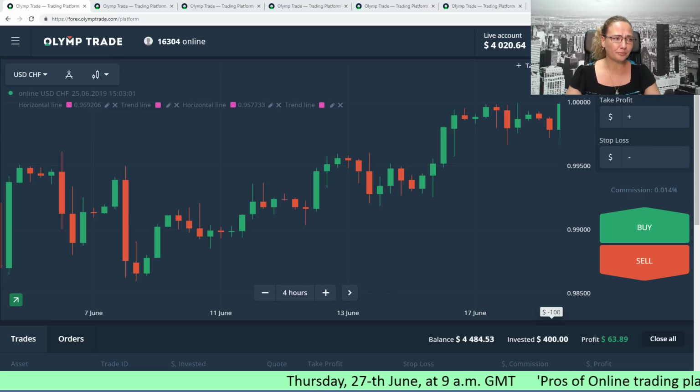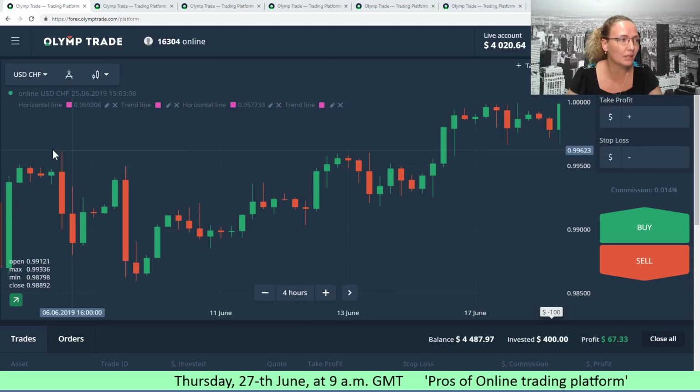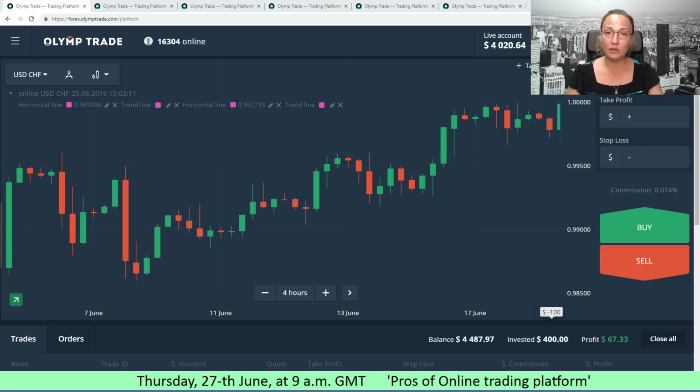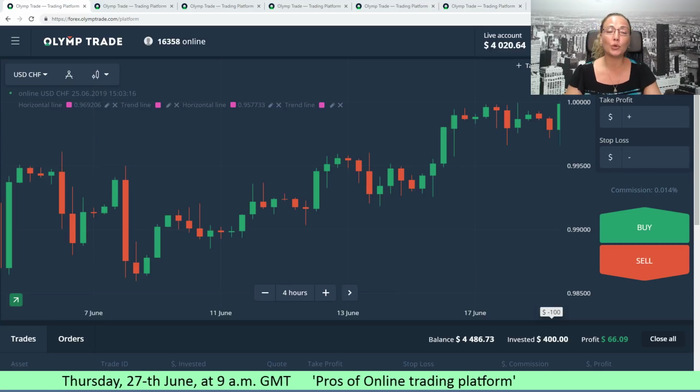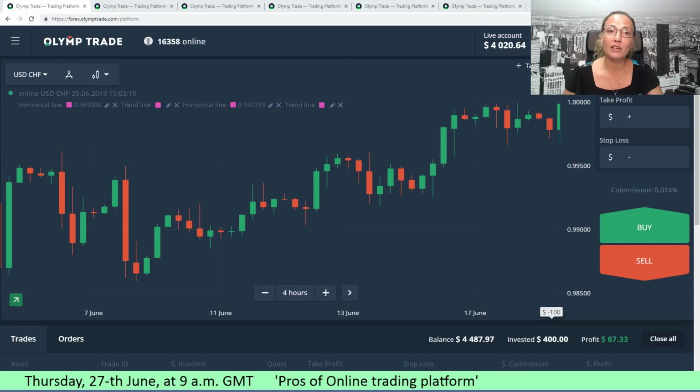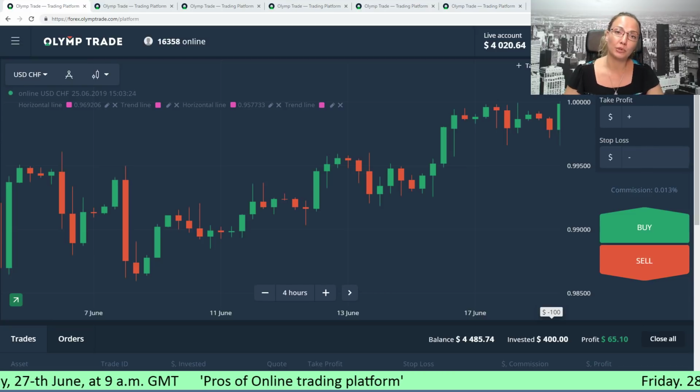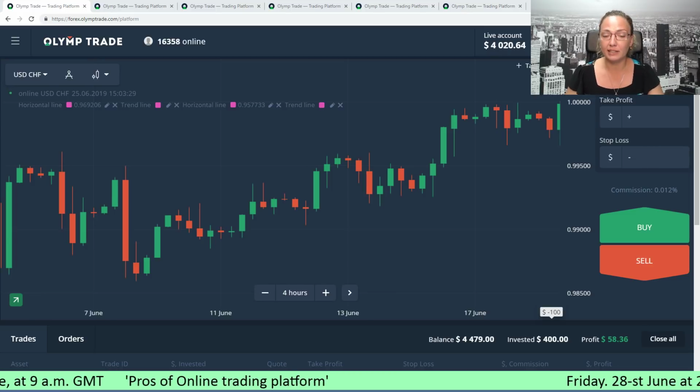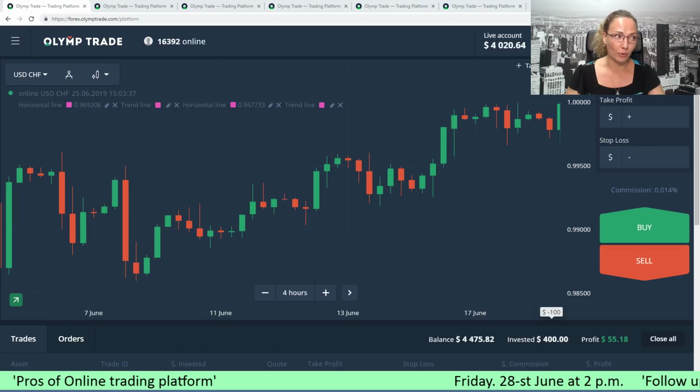Just 2 seconds here. Let me adjust this right here. Great. So basically, each candlestick that is displayed on your chart represents the price change within your chosen time frame. So if you have chosen a daily time frame on your chart, each bar is going to show you the price change within that one day. And as you can see on my chart, I have 4 hours. So each bar displays the price change within 4 hours.